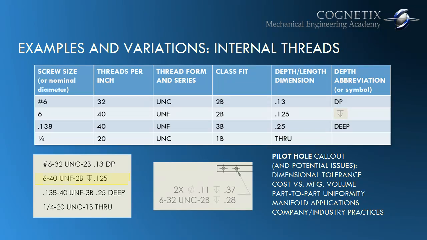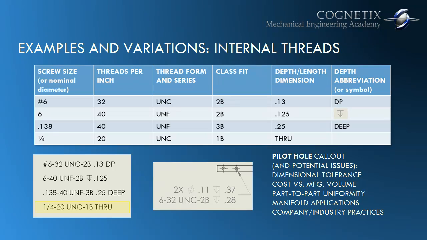The next line is 6-40 screw, 6-40 thread, unified fine thread, class fit 2, it's internal, with a depth of 0.125 inches. The third row is also a number 6 screw with a pitch of 40, unified fine thread. This is a tighter fit. It's a class 3 internal thread, which is 1/4 of an inch deep.